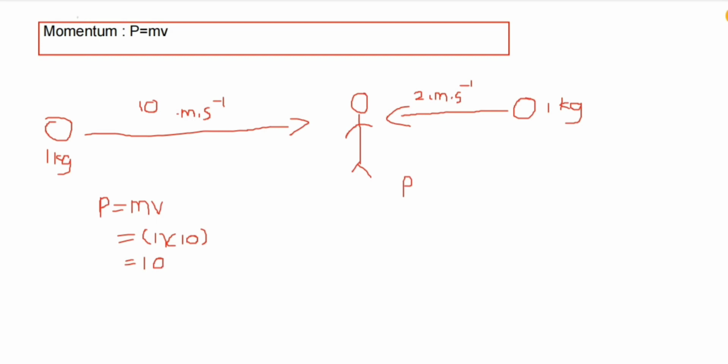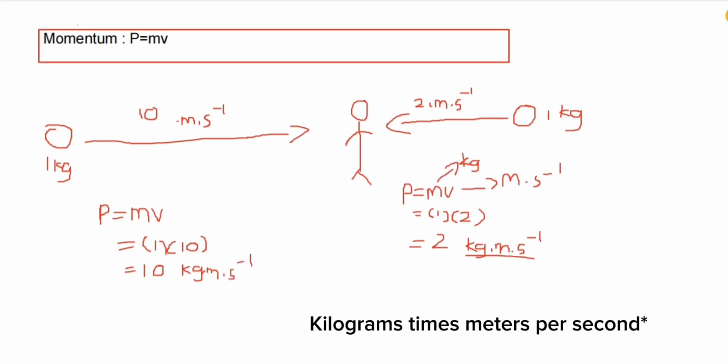On this side, let's use the same formula again. Momentum is equal to mass times velocity. The mass is 1 kilogram. The velocity is 2 meters per second, and that gives us a momentum of 2 kilograms per meters per second. Remember that momentum is always measured in kilograms per meters per second.